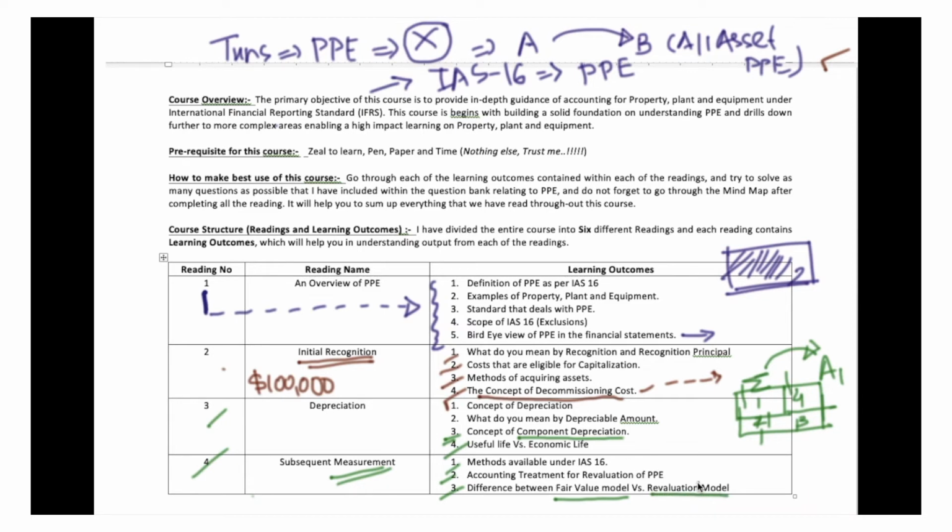Now, why do we need to understand the difference? I come across a lot of people who think the fair value method and the revaluation method are both the same because we are measuring the fair value of an asset. That's completely wrong. There are subtle differences between these two models. We will discuss these concepts in detail.